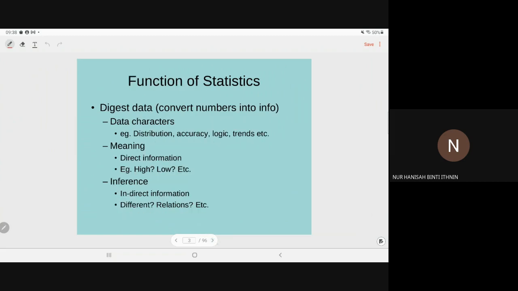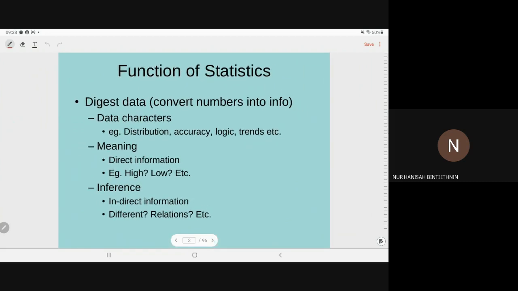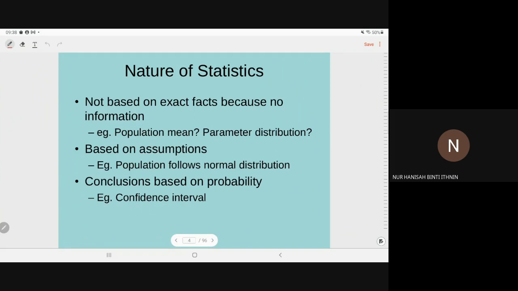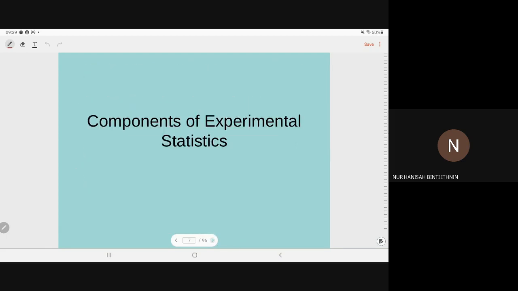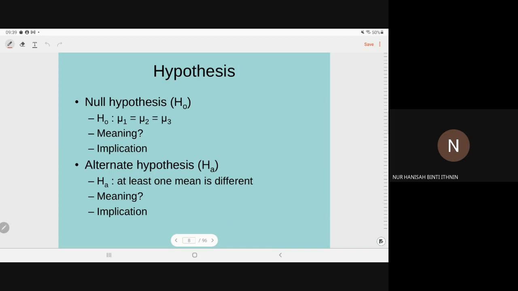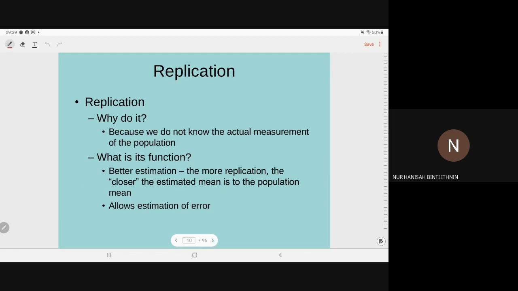So we have also discussed the function of statistics, and the nature of statistics based on probability, based on assumptions, and we have discussed that and it has been demonstrated in your practice one just now. Okay, the basis of experimental statistics. Population follows normal distribution. And we also have discussed it just now. Very important. And we have also discussed the components of statistics: hypothesis, randomization, replication just now.